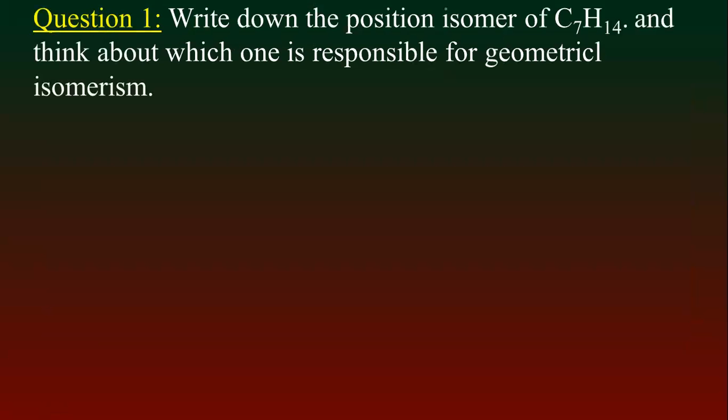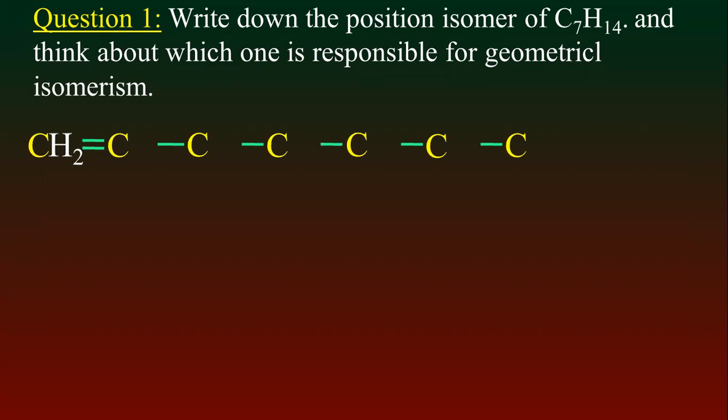Okay. The next one is a question. Write down the position isomers of C7H14, that means heptene. You have to prepare all possible position isomers for heptene, and think about which one is responsible for geometrical isomerism. Okay, first of all we have to prepare the position isomers, and this is the first position isomer for heptene.